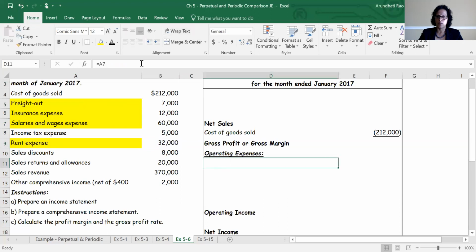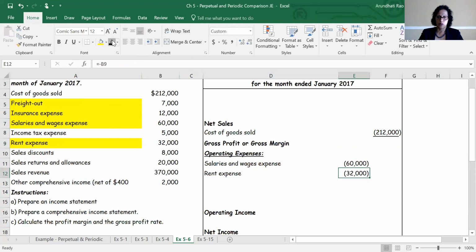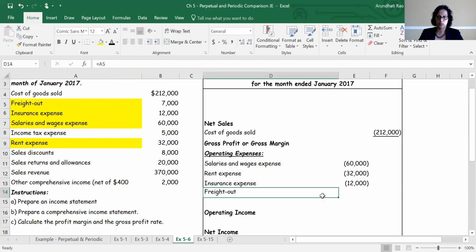The first one is salaries and wages expense, and that amount is $60,000. The second one is rent expense, and that's $32,000. And then comes my insurance expense, and that is $12,000. And finally, my freight out expense, which is a selling expense, and that's $7,000.